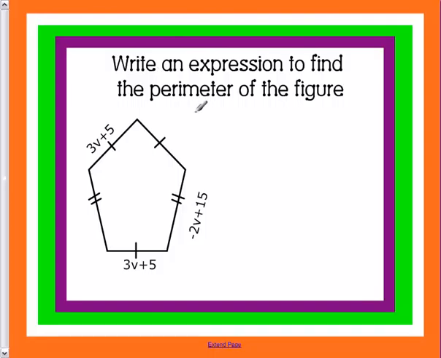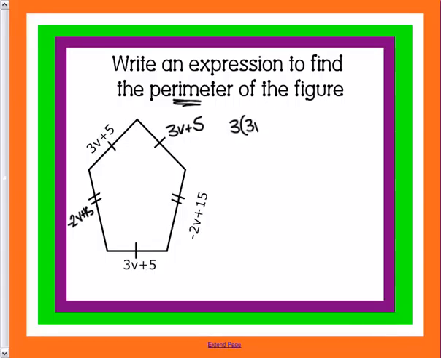All right, remember when we talked about perimeter? We're going to look at all of the perimeter. So that means that this, is not a w, that's a v, is a 3v plus 5, because see these tick marks here? If they have the same tick mark, that means that their sides are the same. So this is a negative 2v plus 15. So we've got how many 3v's plus 5?